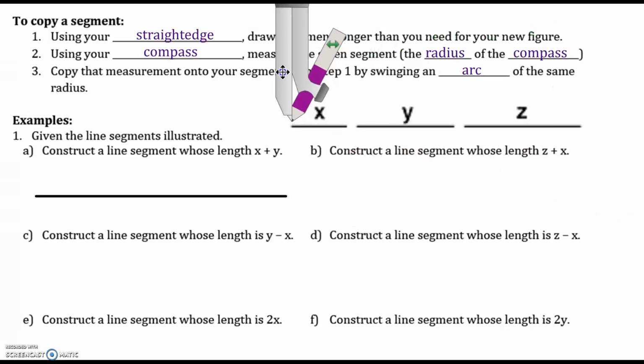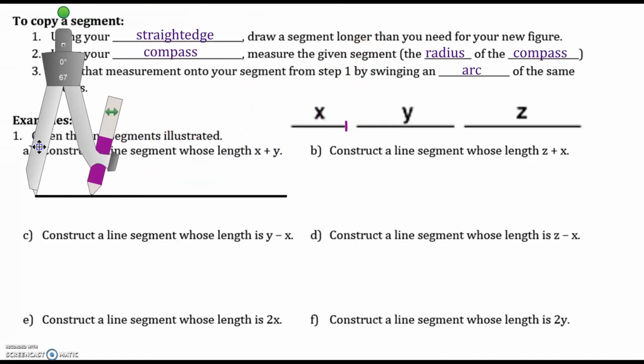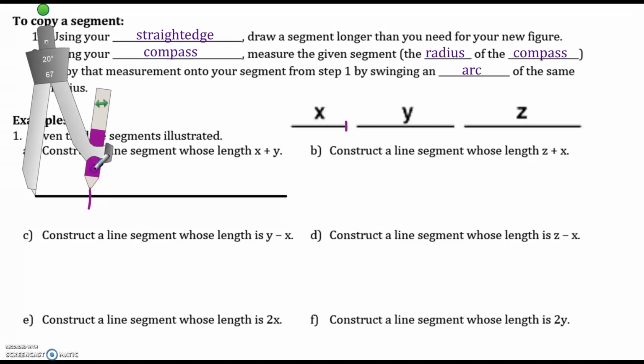So we're going to use our compass to measure the length of segment x by putting the point and pencil of the compass on either end of this segment and swinging a little arc to show we measured it. And then we're going to take that measurement without moving our compass. We're going to put that measurement down here, starting on the end of the segment we just drew, and swinging a new arc. And that arc gives us another endpoint for this little segment here, which is x, just like the one we copied.